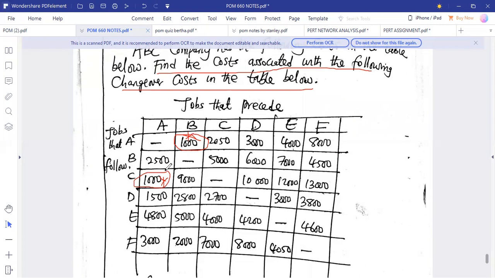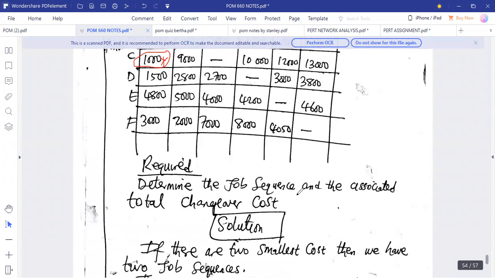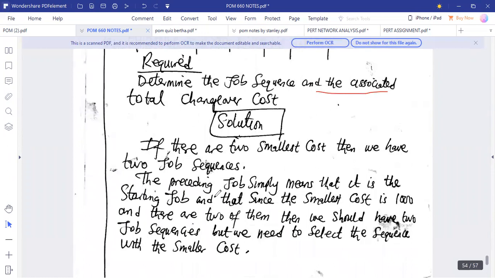Okay. So from here, determine the job sequence and the associated total changeover cost. If there are two smallest costs, then we have two job sequences. The preceding job simply means the starting job, and since the smallest cost is 1,000, like in this example there are two of them, we should have two job sequences, but we need to select the sequence with the smaller cost.